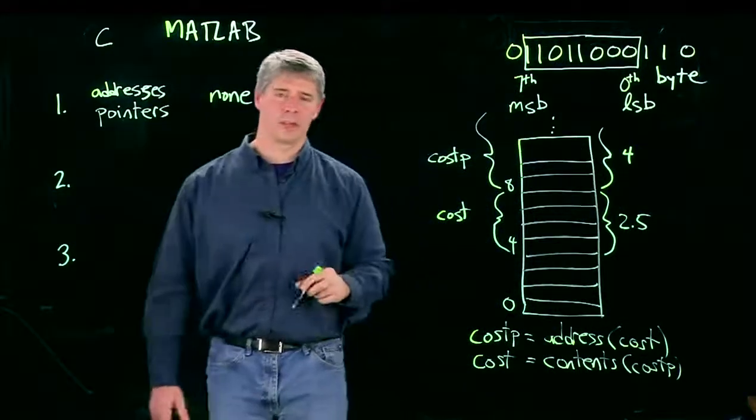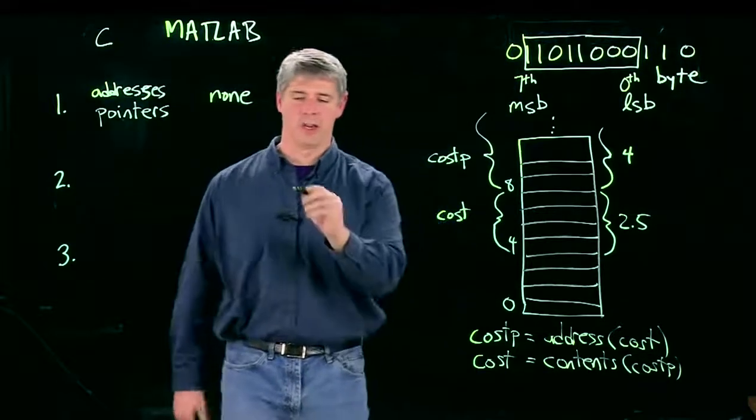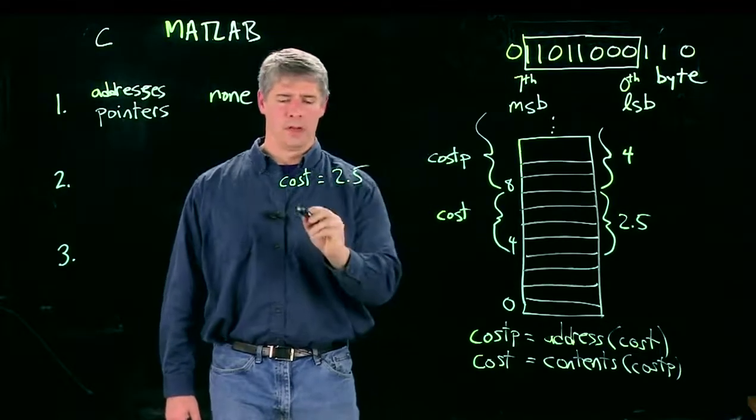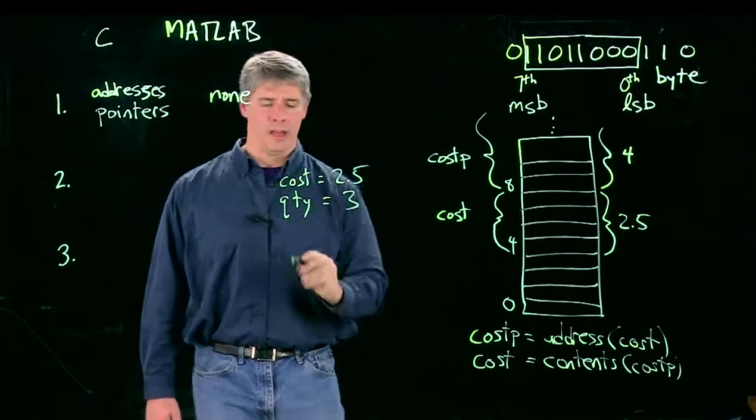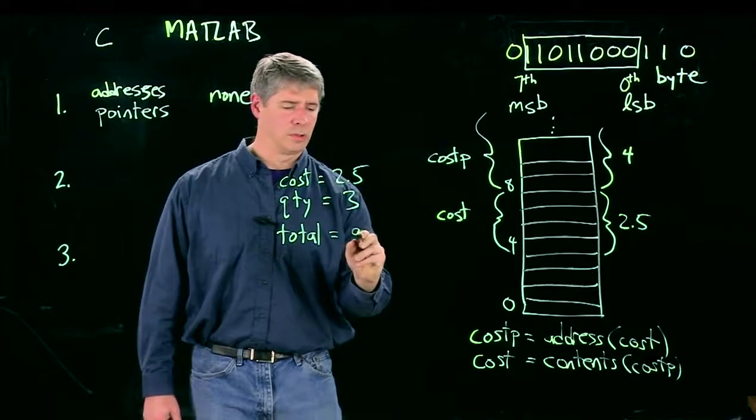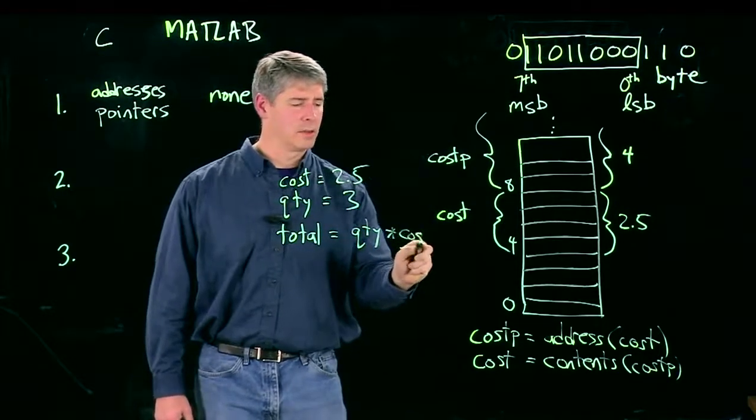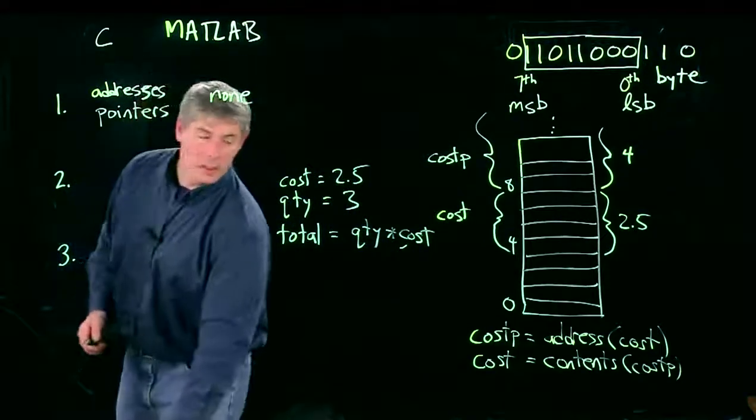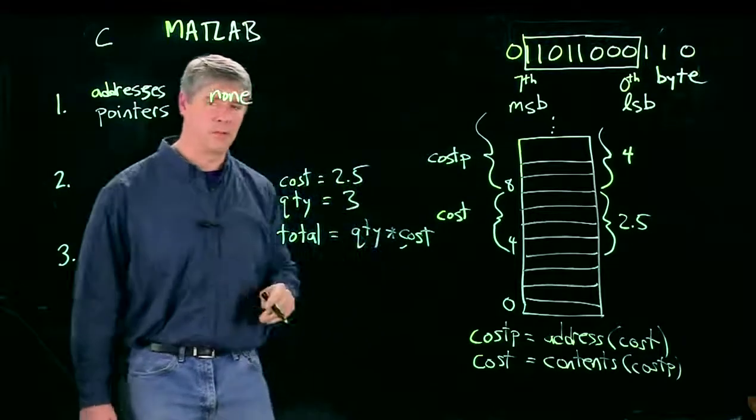Second difference between C and MATLAB. If I was going to write some code, use some variables in MATLAB, I could just start using them. I could write cost is equal to 2.5, the quantity of hot dogs is equal to 3, and I can say the total cost is equal to the quantity times the cost. And now at this point, total is going to have the value 7.5, 3 times 2.5.